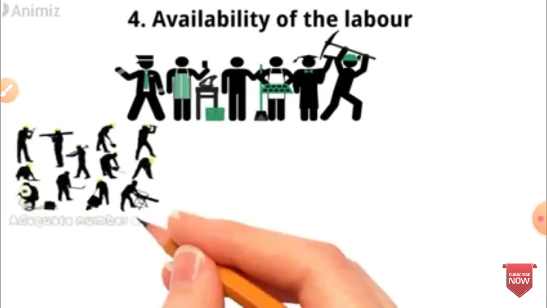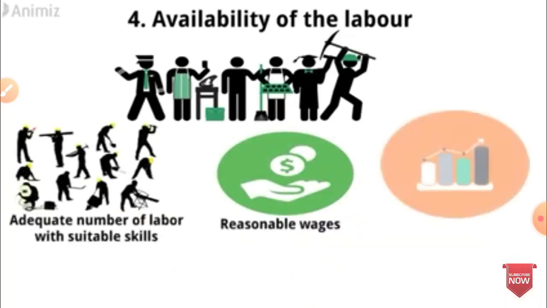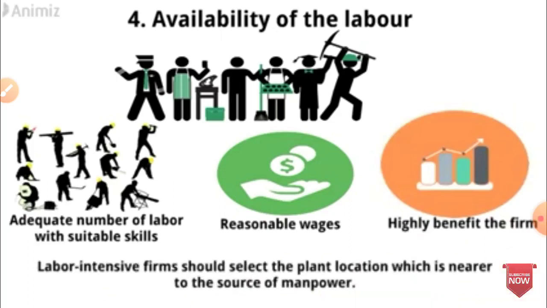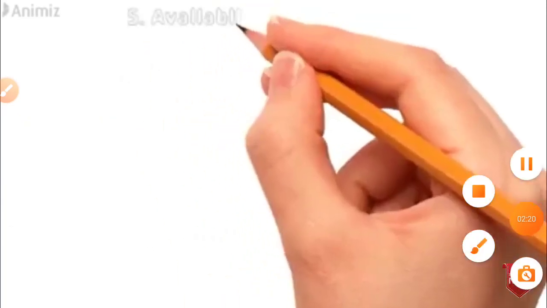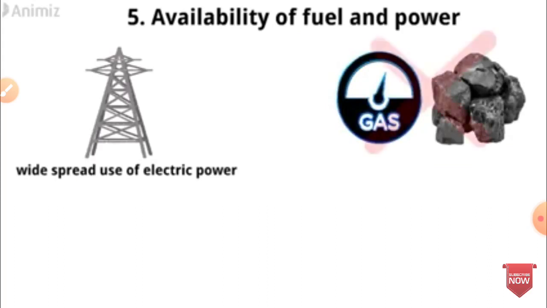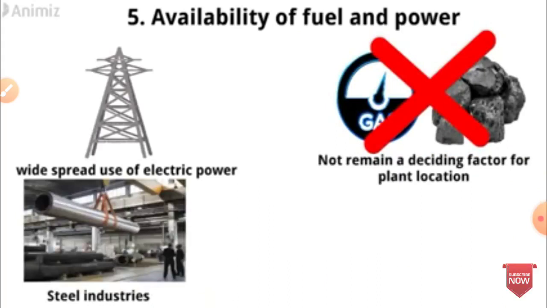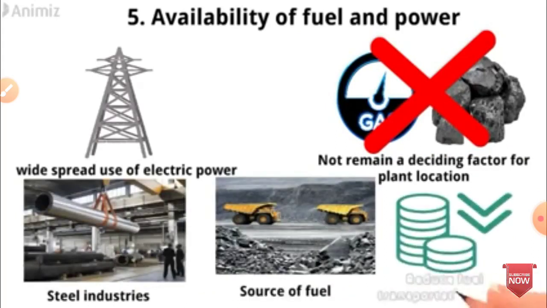In that, first is an adequate number of labor with suitable skills and reasonable wages, and also higher benefits to the firm. Labor intensive firms should select the plant location which is nearer to the source of manpower. The fifth one is availability of fuel and power. In plant location, widespread use of electric power remains a deciding factor, and for the steel industry, a source of fuel reduces fuel transportation cost. So availability of fuel and power is important.